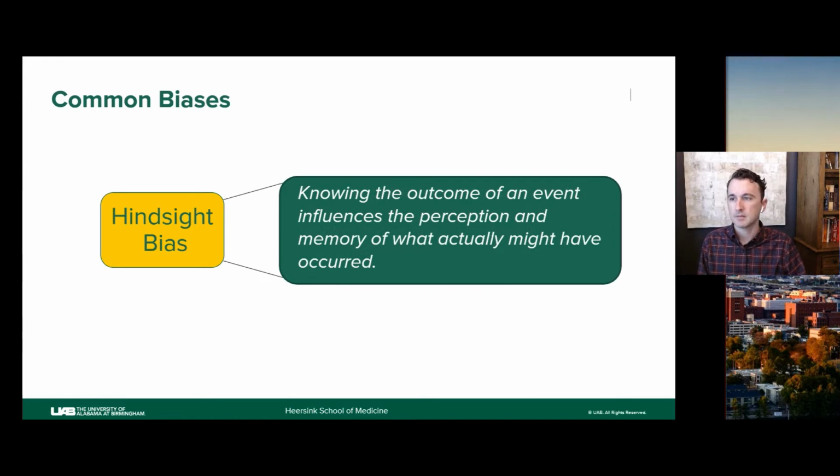Okay, hindsight bias. So this is knowing the outcome of an event influences the perception and memory of what actually might have occurred. Okay, so we have to fight this one really hard when we discover errors that our colleagues have made. Okay, and we have to fight this in our clinical improvement conferences, our quality initiatives, our M&M conferences, and this is essentially saying hindsight is 20/20, and we have to recognize that things that are obvious to us in the future may not be obvious to the person who made the error in the moment.